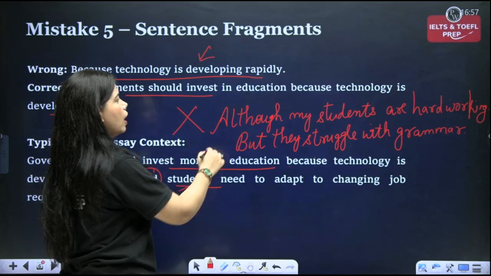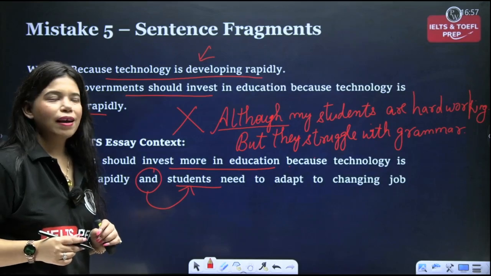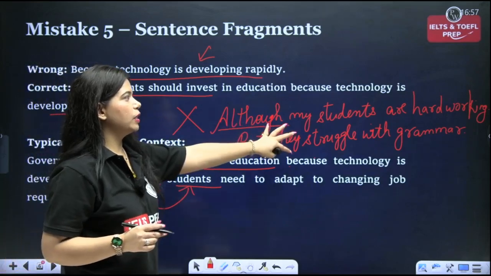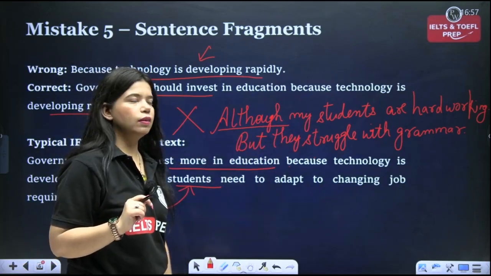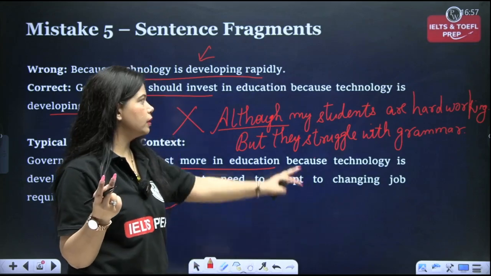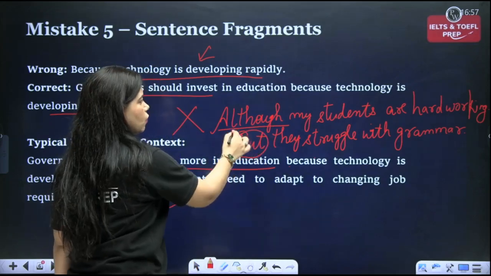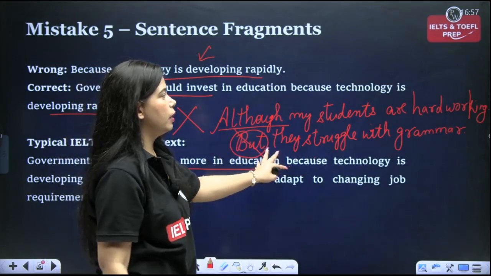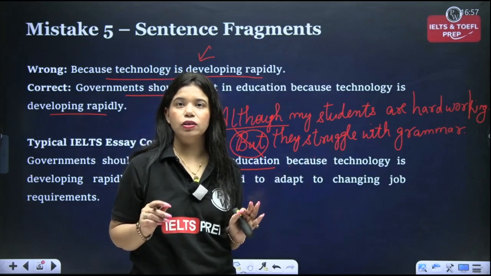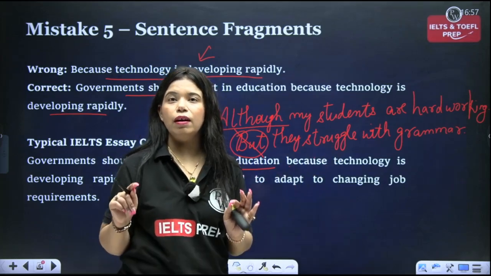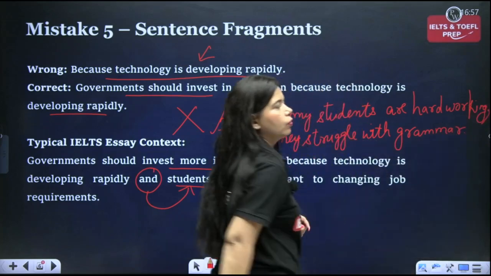Why? We have got such an advanced conjunction here, that is although. And we have got 2 sentences. My students are hardworking, sentence number 1. Sentence number 2, they struggle with grammar. So for 2 sentences, we need only 1 conjunction. We don't need but here. So we need to remove but from here, and at the same time, because we are joining 2 sentences with the help of a conjunction, in the middle we can't take a full stop. So here after hardworking, we need a comma to correct it.